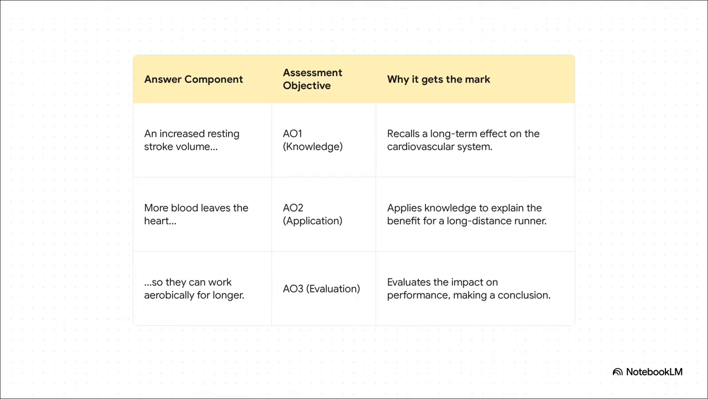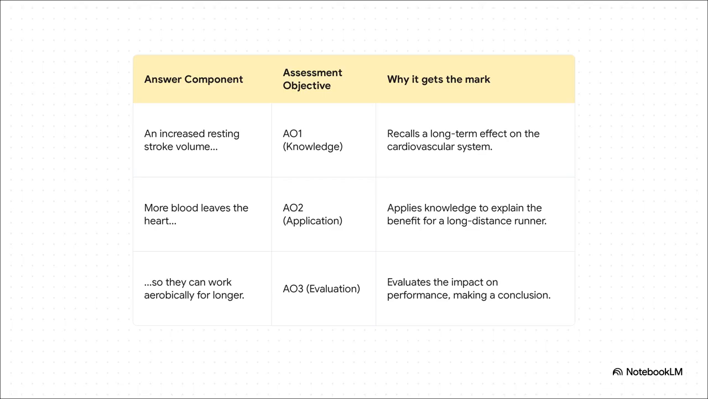Okay, check this out. This is a perfect example of how it works in a 3-mark answer. So the first bit, an increased resting stroke volume. That's pure AO1. You're just stating a fact you've learned. Boom, 1 mark. Then the next bit, more blood leaves the heart. You're applying that knowledge to a long-distance runner. That's your AO2. Boom, 2nd mark.